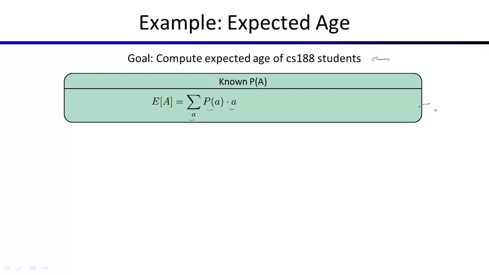What if we don't have the distribution? We need to somehow learn. We need to get maybe samples from that distribution to get an idea.